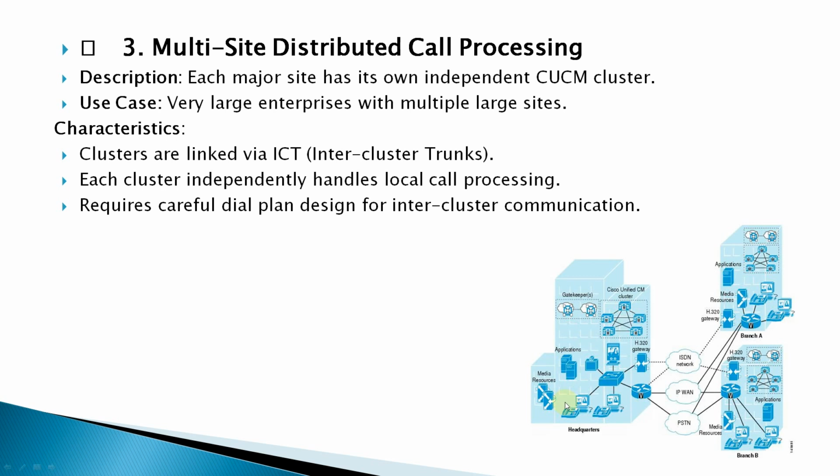So here you can see the headquarter is having its own CUCM cluster. Branch A has its own CUCM cluster, and branch B has its own CUCM cluster, like publisher, subscriber, and TFTP server, right? And all the call routing for this site, headquarter, is done on this cluster, right? Similarly, all the routing, all phone registrations, all the configurations are performed on this CUCM cluster for branch A, and the same way all the settings have to be done on the cluster for branch B.